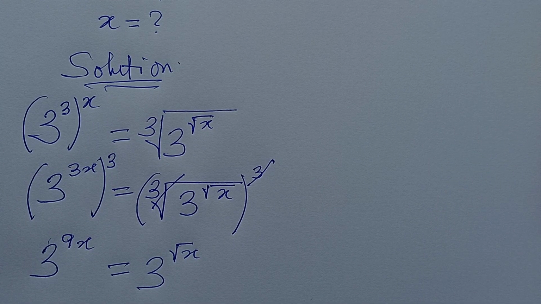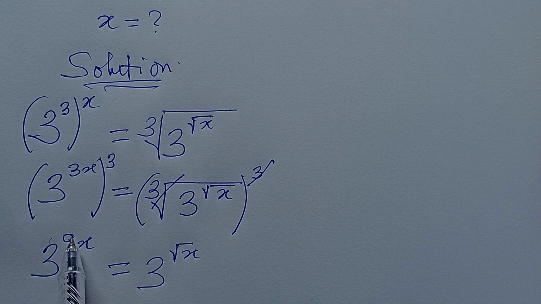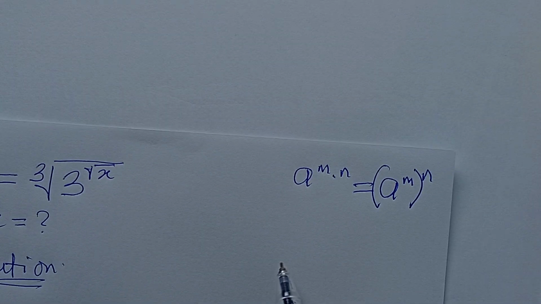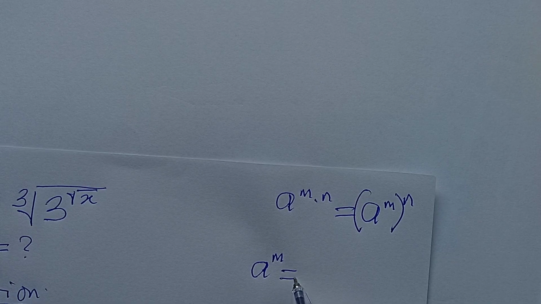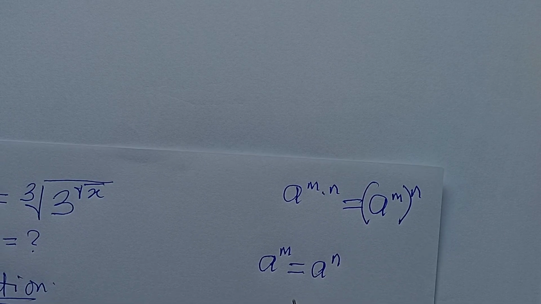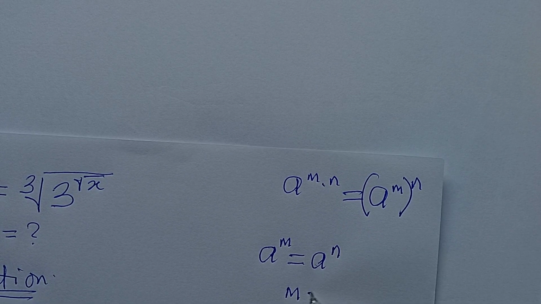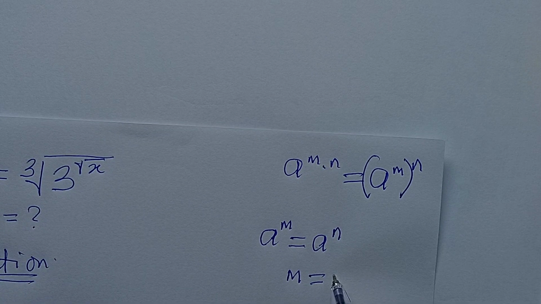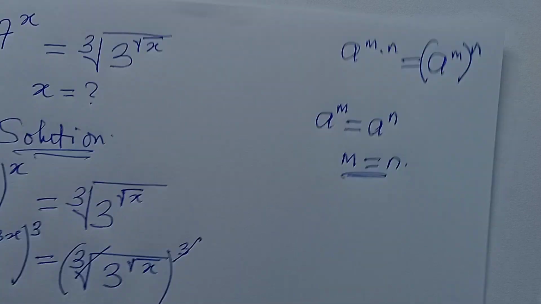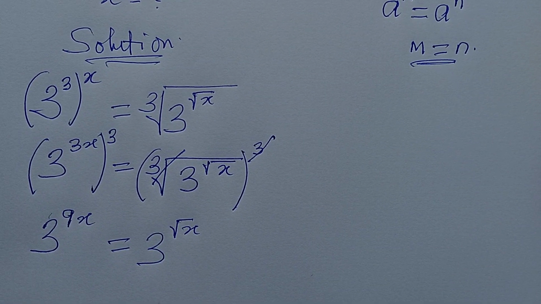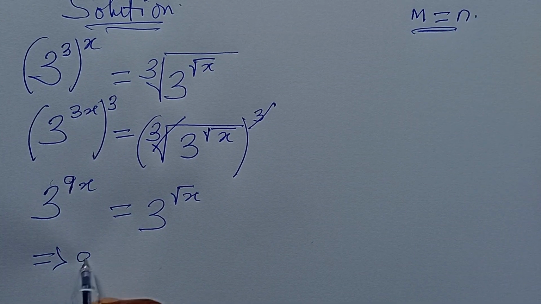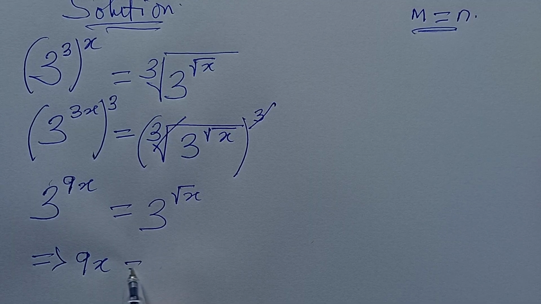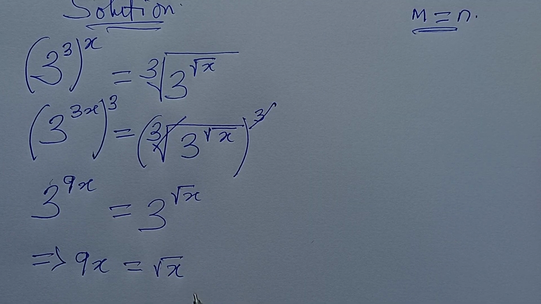Now this is simple. Why? Because the base quantities are the same. And we have a law which says that if you have a to the power of m equal to a to the power of n, it means that m is equal to n. So if we go by that law, this now implies that we're going to have 9x is equal to the square root of x.